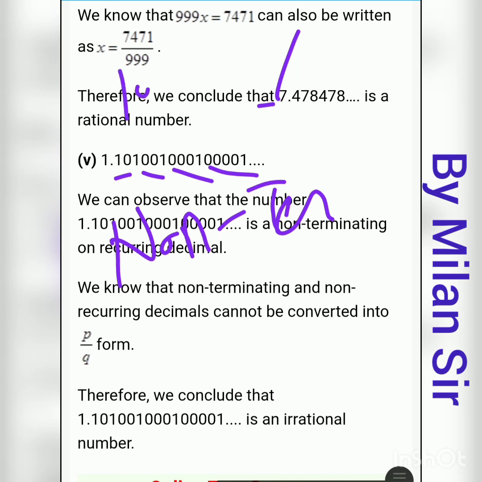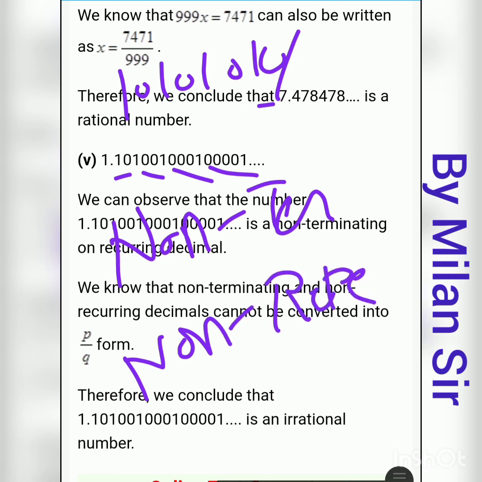If only 10 10 10 were there, then we could say that the digits are repeating. But here 1 time 10, 1 time 100, 1 time 1000, 1 time 10,000, it means our digits are not repeating. That's why this is non-terminating, non-repeating decimal expansion. That's why this is an irrational number, because non-terminating, non-recurring is the type of irrational number.